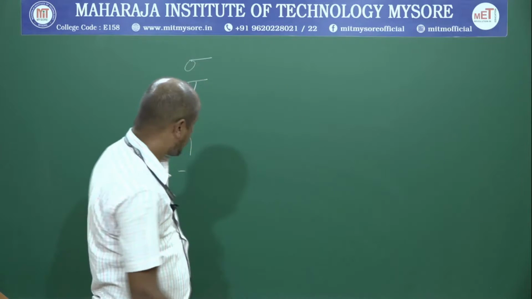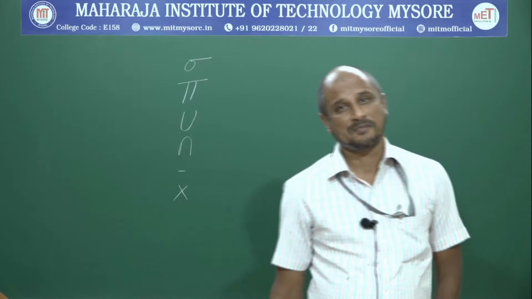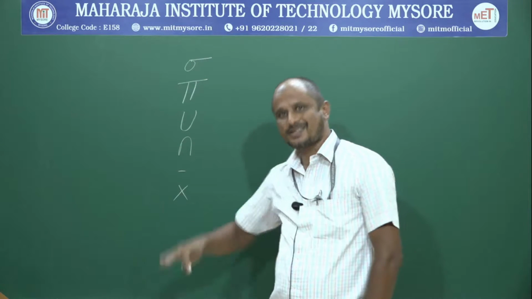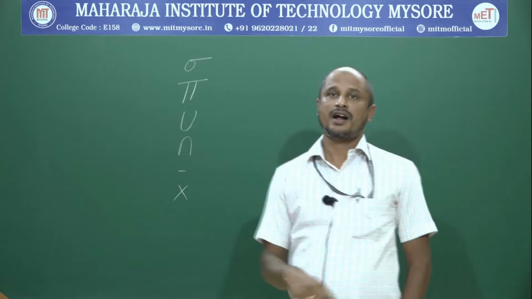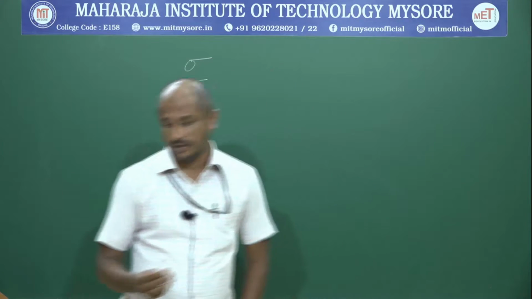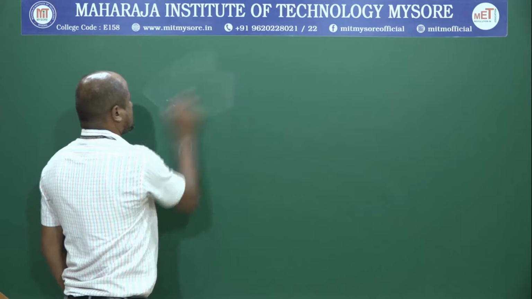Then we discussed the Cartesian product. These are the symbols that were discussed in the previous class regarding relational algebra with a DBMS. So now I'll move to joins.